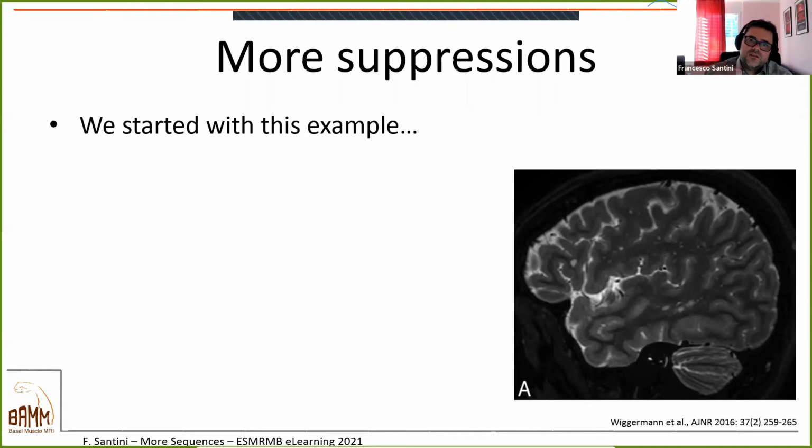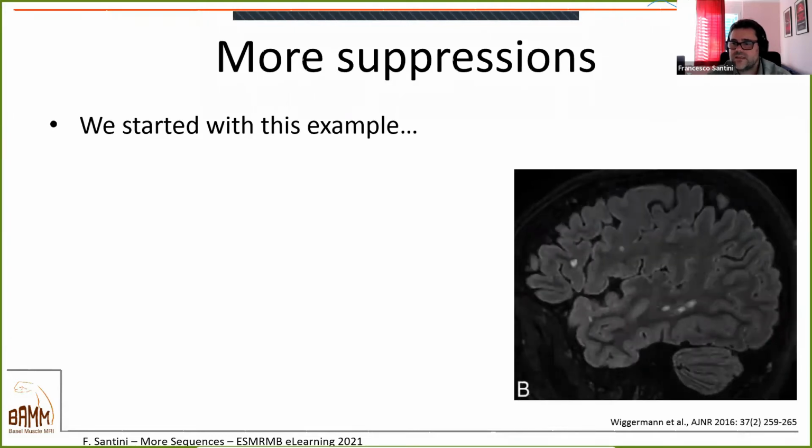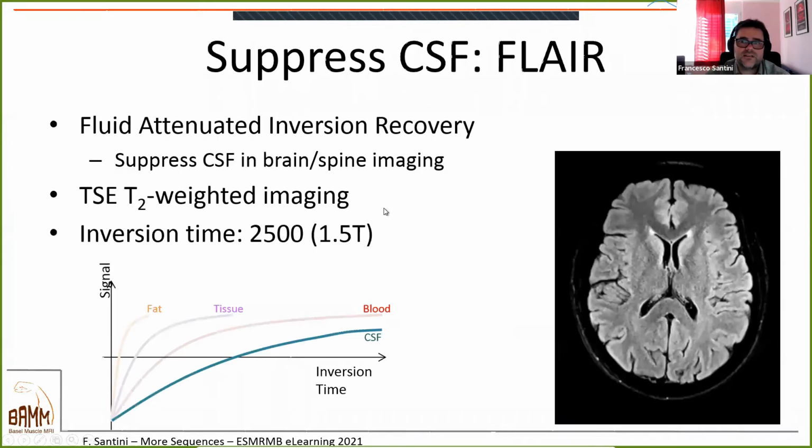So let's move on, still in the suppression vein. We started with this example. So this was one example of the brain, and we see that by suppressing the fluid that is around the brain, we can highlight the lesions. This fluid suppression is very important. It's so important that it has its own name. It's called FLAIR, and FLAIR stands for fluid attenuated inversion recovery.